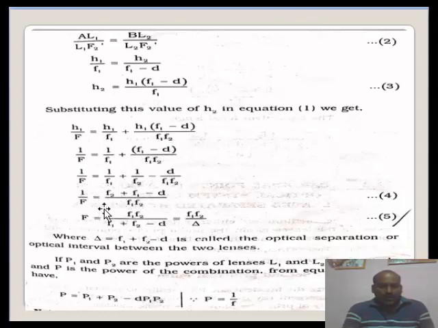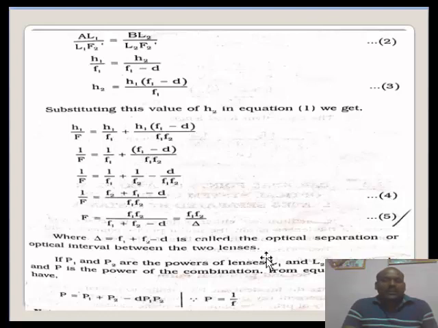So 1 divided by F, you simplify this equation by taking the LCM and get the answer. Since we have 1 divided by F, the denominator value goes to the numerator and the numerator value goes to the denominator, reversing the order. So we can take F1 plus F2 minus D, which we commonly call delta, so delta is F1 plus F2 minus D. This is called the optical separation, or optical interval, between the two lenses. This is the final expression for the equivalent focal length.